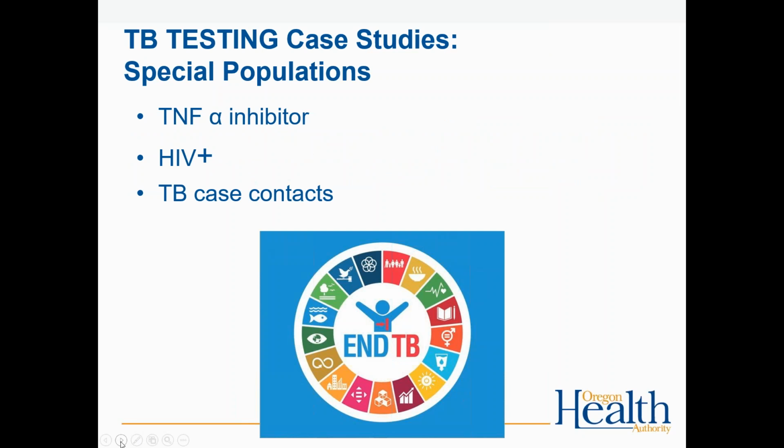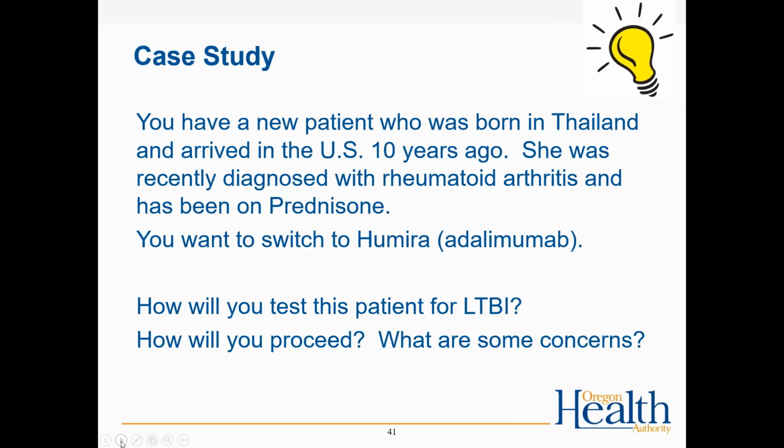Okay, quickly we'll run through these special populations. You have a new patient who was born in Thailand and she arrived in the US 10 years ago. She was diagnosed with rheumatoid arthritis and has been on prednisone. You want to switch to Humira. How will you test this patient for latent TB infection? How will you proceed and what are some of your concerns? So what would you do in your clinic with this patient?